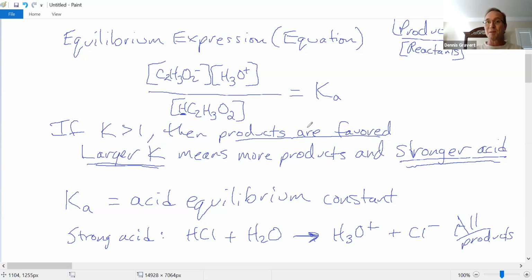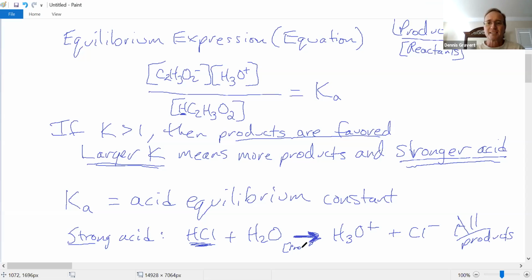And so therefore, when products are favored in an acid-base reaction, that means you have a strong acid. The larger the K, the stronger it is. For anybody who likes math out there, if you wanted to write the equilibrium expression, I mean, you're not supposed to since it's not an equilibrium reaction. We don't have a double arrow here, but you can still write it out and see what it looks like.